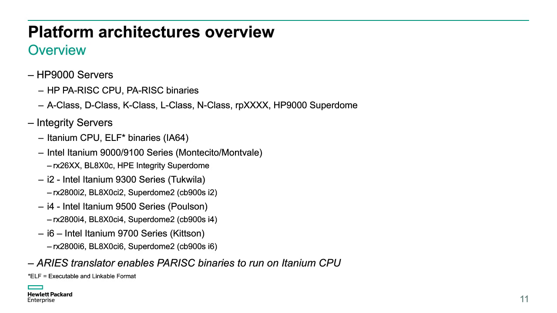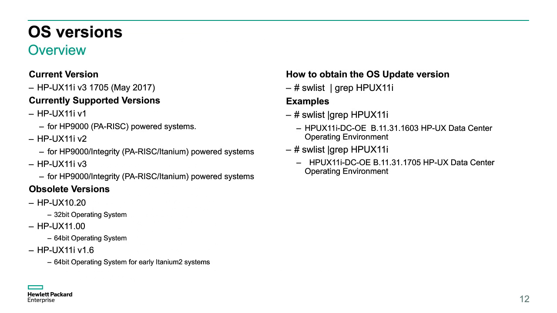So OS versions. You need to understand which version of the OS you're running on at the moment. It is no longer supported just to deploy the patch bundles, the quality packs, to upgrade a version of the operating system. You need to run update-ux. And if you run the command shown on the right hand side top of the page here, swlist piped to grep HPUX11i, this will return the version of operating system that you're running. And there's some examples shown on the right hand side there as well.